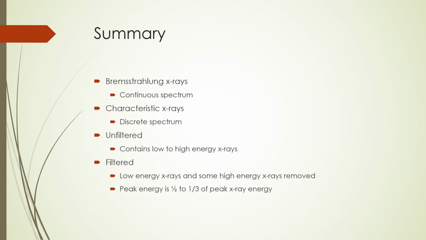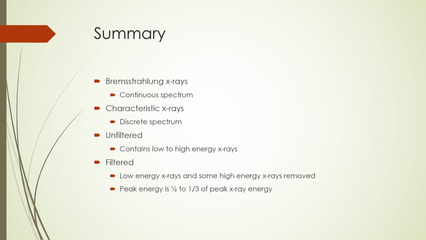Here is a summary of what we've learned so far. We started off with Bremsstrahlung X-ray production and looked at how X-rays are produced by electron interaction with the target nucleus. The Bremsstrahlung spectrum is called a continuous spectrum. We also looked at the production of discrete X-rays from the transition of electrons between energy shells and atoms of the target. We mentioned that the discrete spectrum is unique to an element and is a fingerprint for that element.